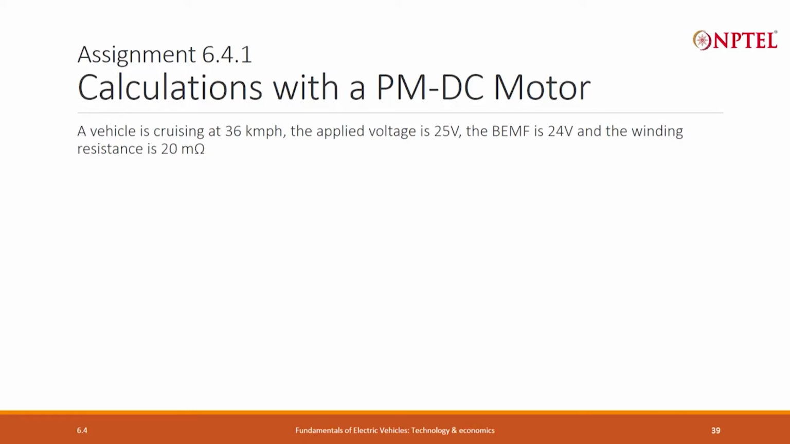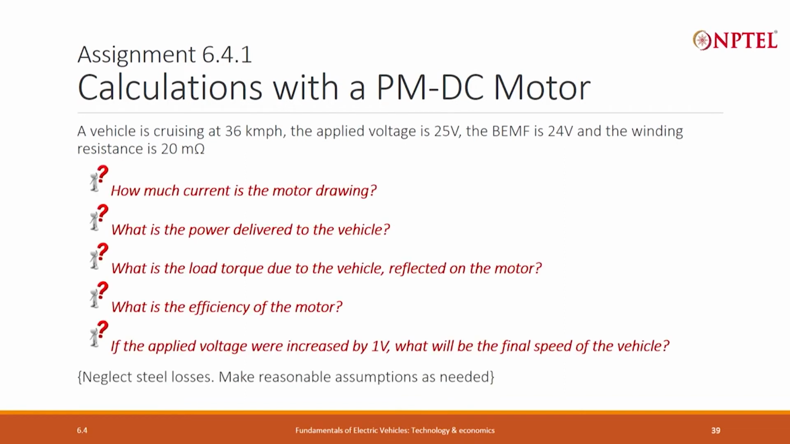There is a vehicle which is cruising at 36 kilometers per hour. The applied voltage is 25 volts, and when I say cruising, the meaning of the word cruising means going at a constant speed. I am not slowing down, I am not going faster, I am going at a constant speed of 36 kilometers per hour. The applied voltage is 25 volts, the back EMF, I can measure it, is 24 volts. The winding has a resistance of 20 milliohms. This much I know. Knowing this, there is a series of questions I want you to answer.